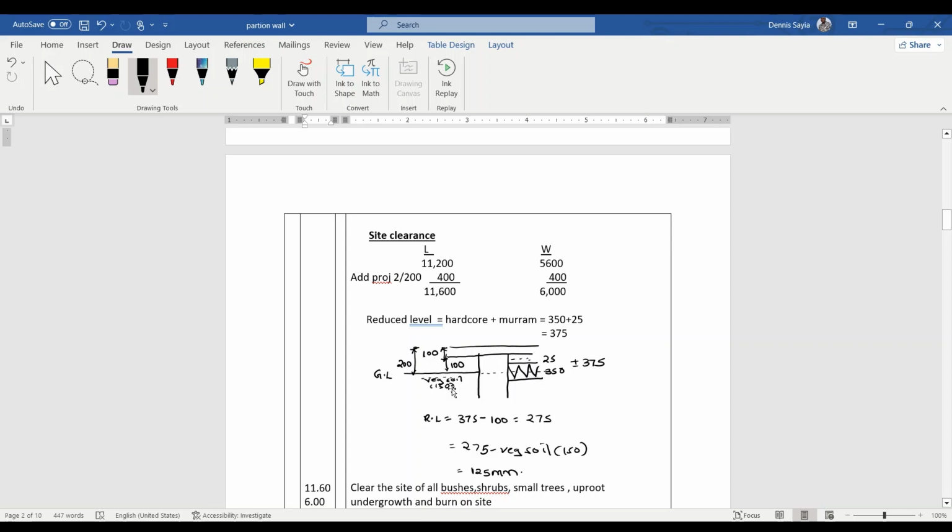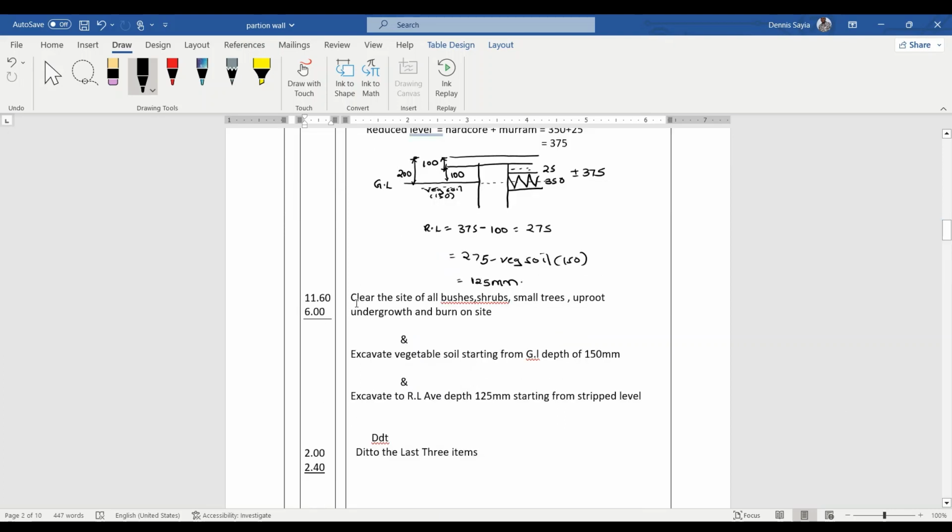275, we subtract the vegetable soil because we are going to strip it off. After we have removed the vegetable soil, we subtract 150, that gives us 125 millimeters. Now we book the three items, 11.60, 6.00. You can see the three items share the same description. Clear the site of all the bushes, shrubs, small trees, uproot undergrowth, and burn on site. Upper sand, excavate vegetable soil starting from ground level, depth of 150 millimeters. Upper sand, excavate to reduced level, average depth 125 millimeters starting from stripped level.